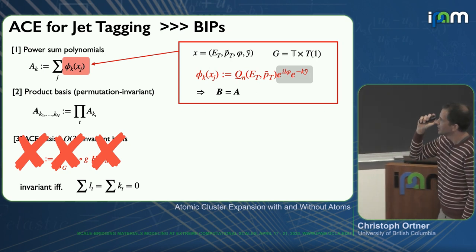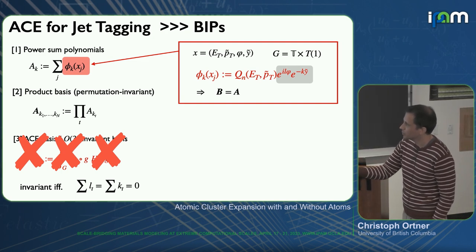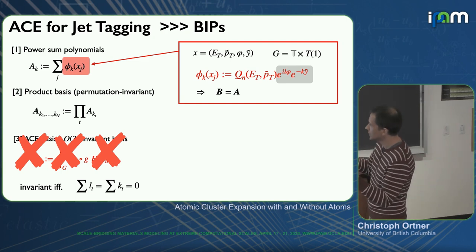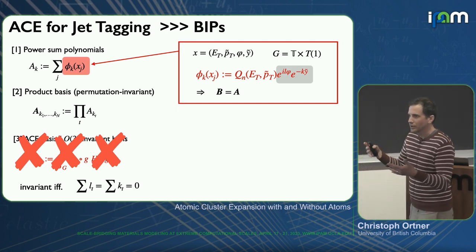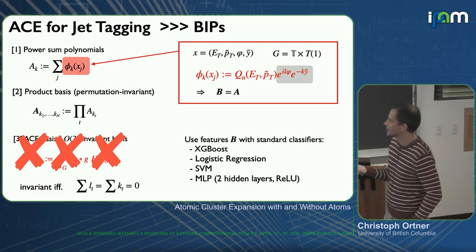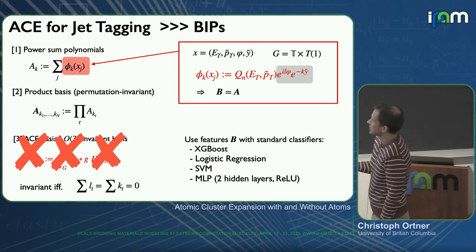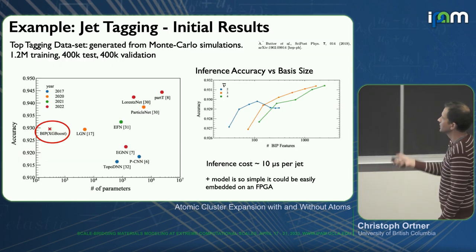make this extremely simple. And then now I have features, right? These product bases, these n-correlations, are many-body features of the jet that I'm measuring, and that gives you quite a lot of a very rich description of these measurements. And now you just stick those features into a bunch of standard classifiers. You pick out the best one you like.